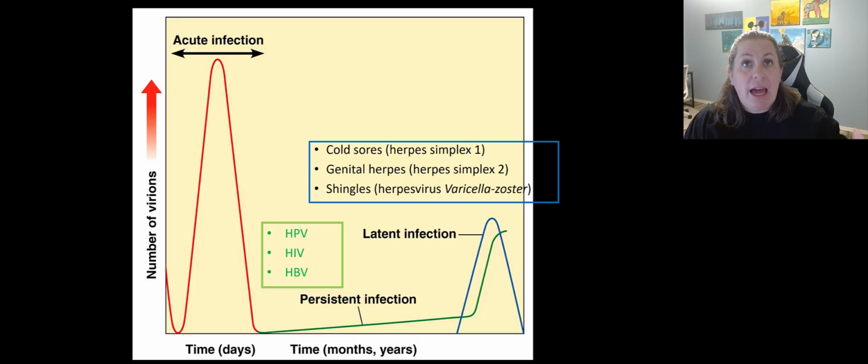So you have a pretty high infection and a lot of symptoms at first, then it drops back down and then it stays steady. Now, it continually goes up and stays steady for a while until it starts to actually bridge up again. These are things like HPV, HIV, and HBV. So these are types of viruses that we would consider persistent infections.